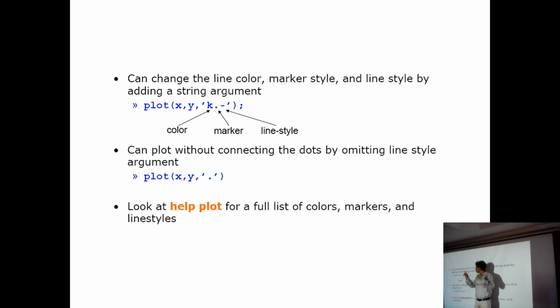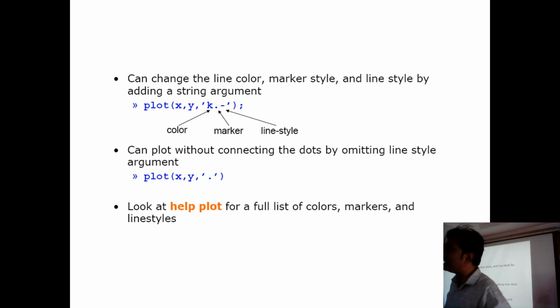In the single quotes, I can use whichever color, marker, and style I want. If I don't want any color, any style, or any marker, I just keep it as x comma y, leave it blank as it is. You will get a normal plot.